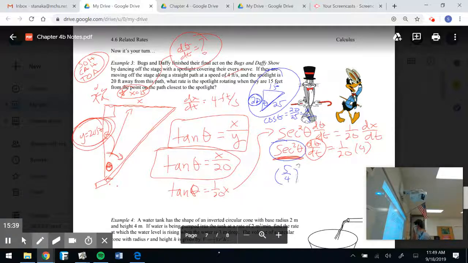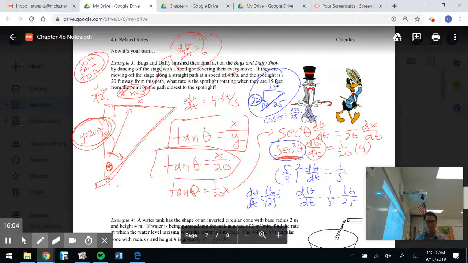But what do I have to make sure I do? I have to make sure I square that. And that is equal to 1/5. And so that means d theta dt is equal to 1/5 times, what would that be? That'd be 16 over 25, right? So if I do my simplification, I get d theta dt, which is equal to 16 over 125. Whoops, shame on me. It's theta. Theta in AP Calc is always in radians. So it'd be radians per, what we said earlier, per second. And so that is my answer to the question.